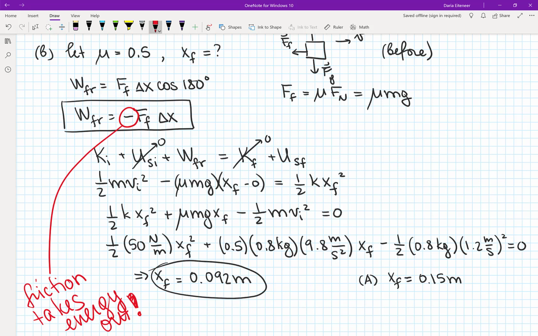So this conclusion here, that friction takes energy out, is actually very important, and it's one of the more general conclusions. So be on the lookout for those kinds of things. Be on the lookout for non-conservative forces and pay attention to what those forces do to the system as far as either adding energy or removing energy.